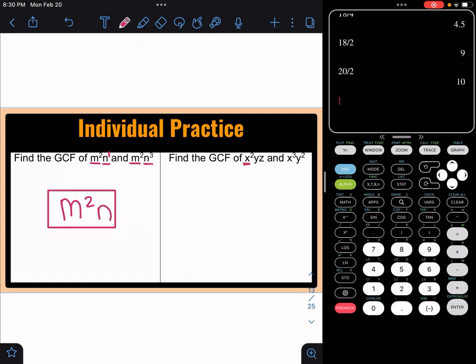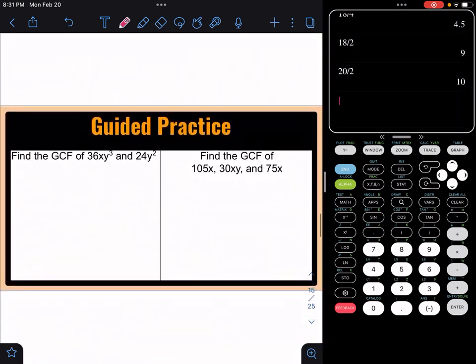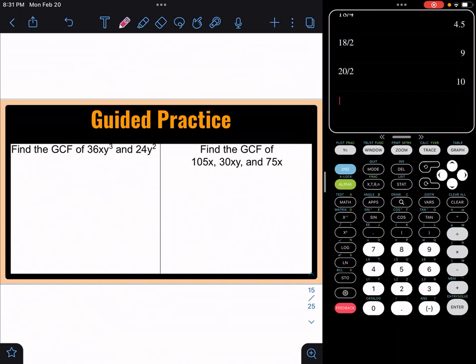This one, I have x squared and x to the third, making my GCF x squared. Then I have y to the first and y to the second, making my GCF just y. And they both don't have a z. All right. Now we need to try to put together everything we learned. How do we find a GCF of a number and a variable? So start with our bigger number, which is 36.